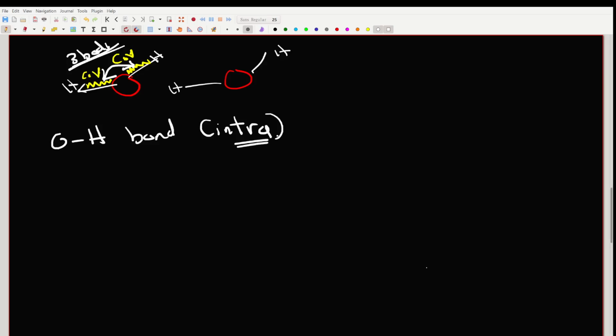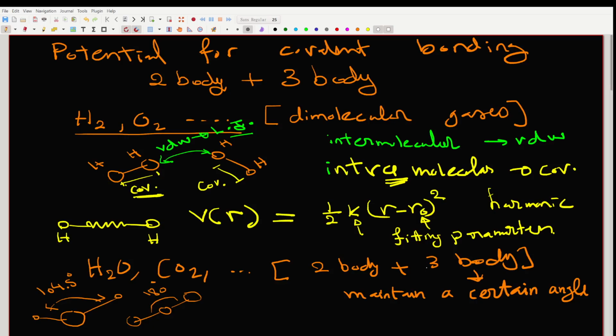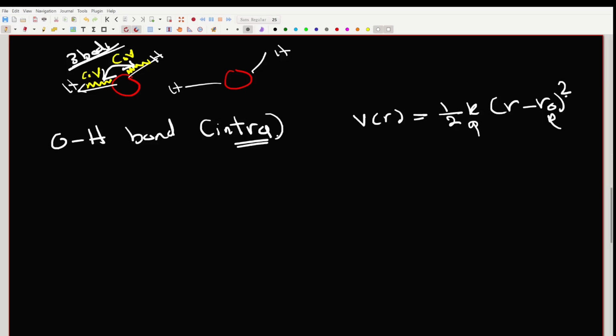Within one molecule, this can be simply written as the previous harmonic expression, half K (R minus R naught) squared. Again, the K and the R naught are fitting parameters. Let me make sure that I wrote the square on the previous page. Did I? Yes, I did. Okay, very good. So that's the intra-OH bond.